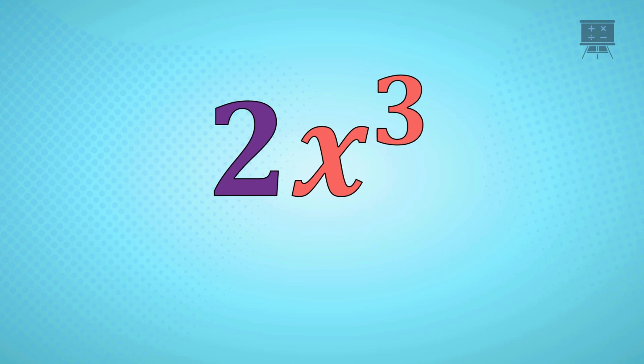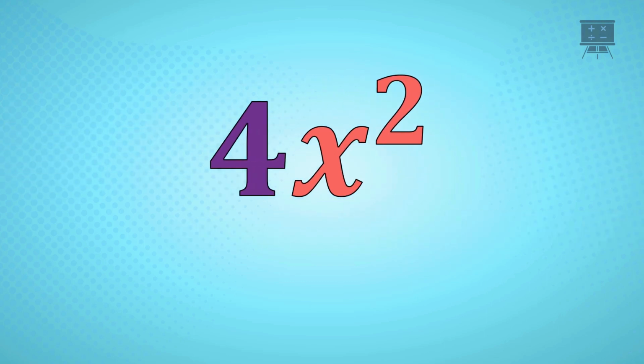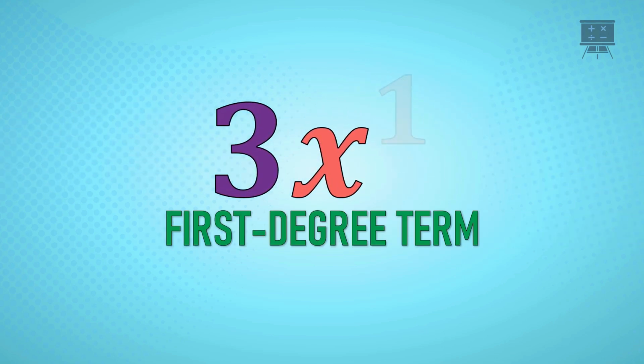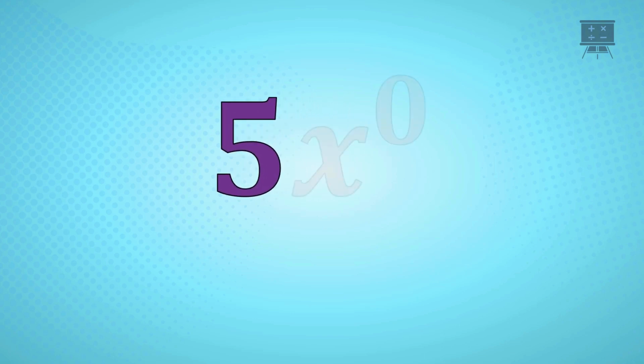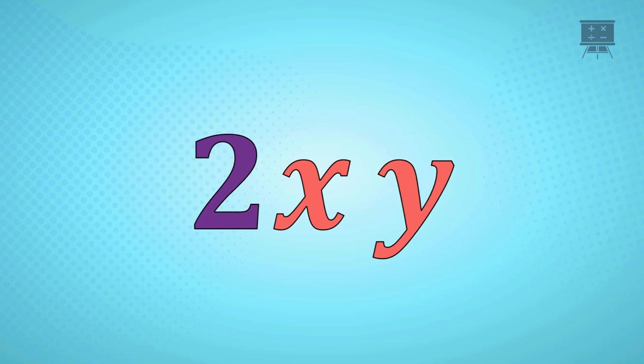The exponent of the variable part determines an important property of a term called the degree of a term. If the power of the variable is 3, then the degree is 3, or it is a third degree term. If the power is 2, then it is a second degree term. If the power is 1, then it is a first degree term. But what about constant terms? As we discussed earlier, the variable part of a constant term is raised to 0, so it is a 0 degree term. The variable part can also contain more than one variable, and we can create a combination of variables raised to different exponents.